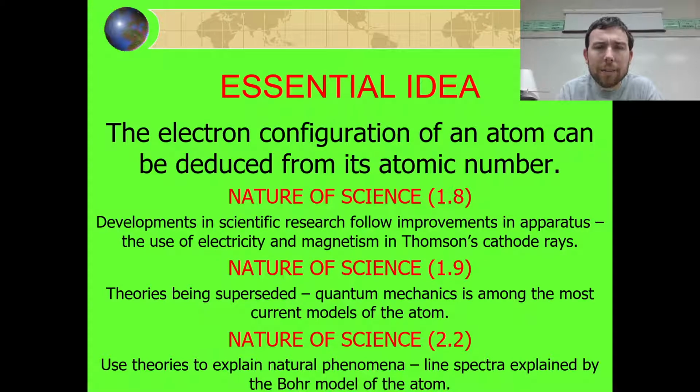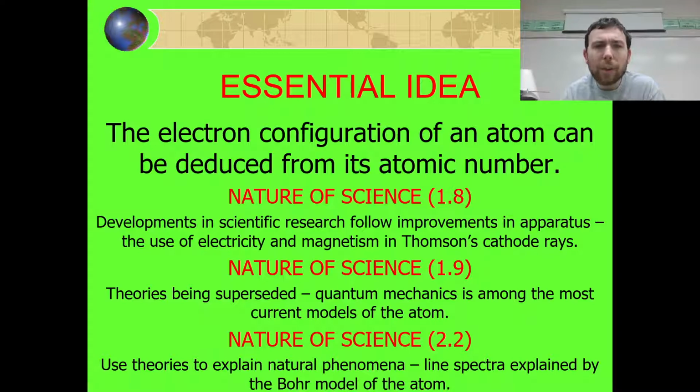Now, when you break that down, we start looking at how science has developed over time. We see that developments in scientific research follow improvements in apparatus. The use of electricity and magnetism and Thomson's cathode rays gave us greater insight into our understanding of the atom. Next, theories being superseded. Quantum mechanics is among the most current models of the atom. You think about how we had the different models of the atom, and how as newer information was made available through the advancement of technology, we were able to come up with better and better models to represent the atom.